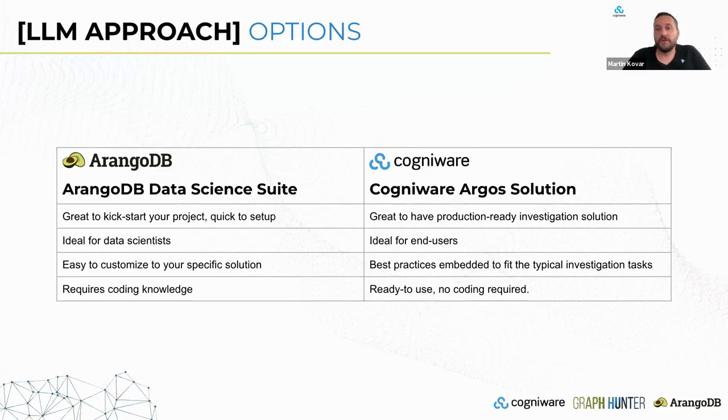What we are trying to do at Cogniware, and what I demonstrated in the last episode, is the production-ready investigation solution, which is focused on the end users. It's ready for specific problems. It's tailored for those problems, and it doesn't require any technical skills. Best practices for the typical investigation questions are there. It's ready to use based on your data model, and no coding is required. But it's rather for the end user, not the data scientist. It does not allow you to play with the data in that nice a way.